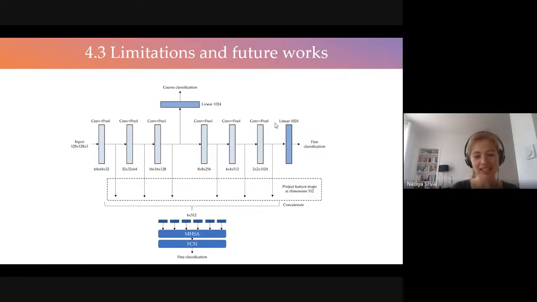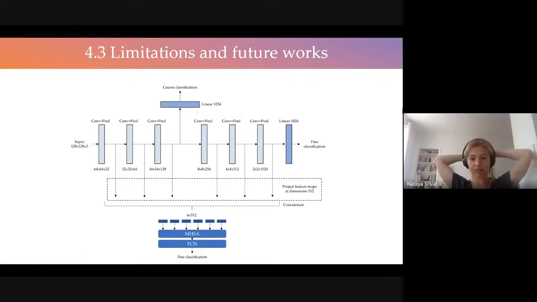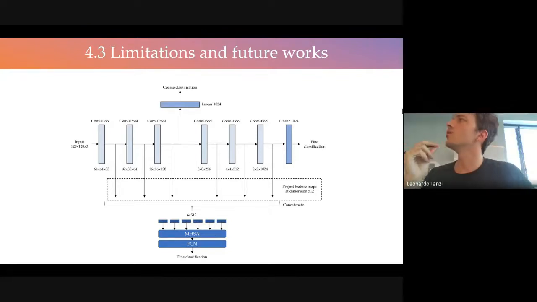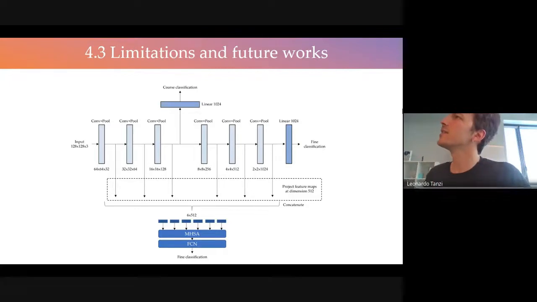Like the six tokens that you have here, is there some structure on them or not? They're not structured, the structure itself is just in the CNN itself. What do you mean with structure? The hierarchical structure. The token itself? I didn't understand the question.